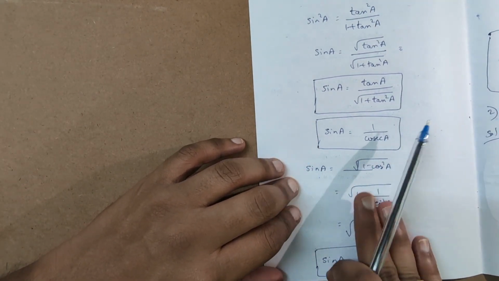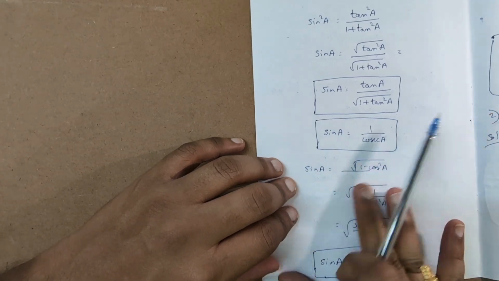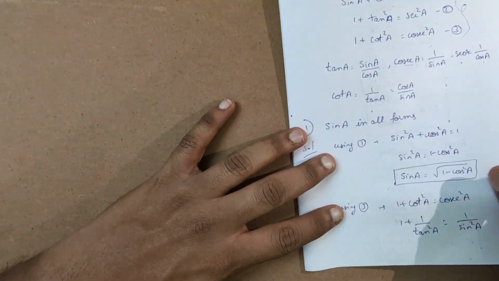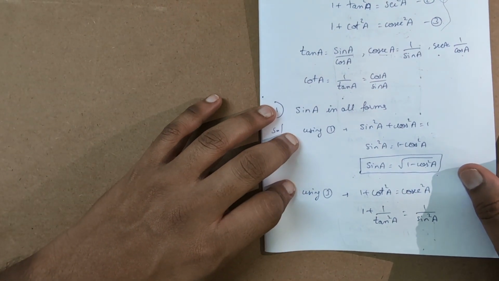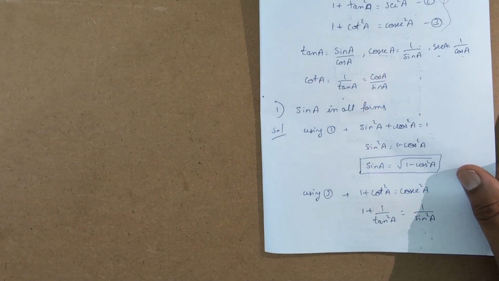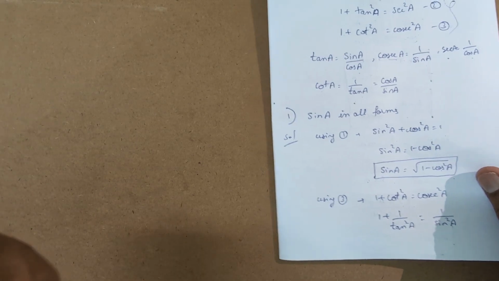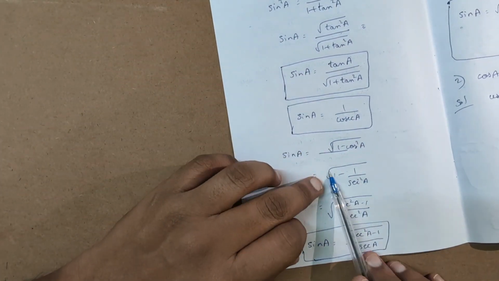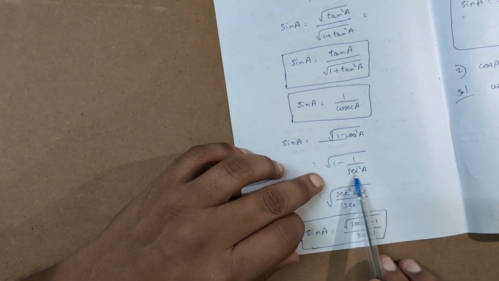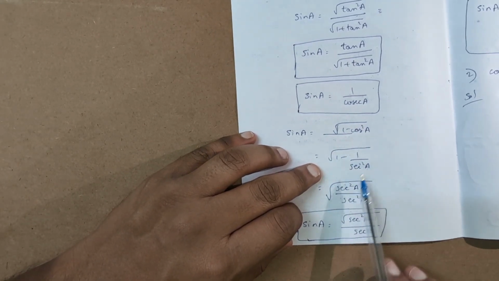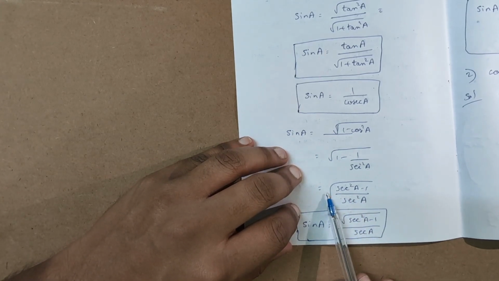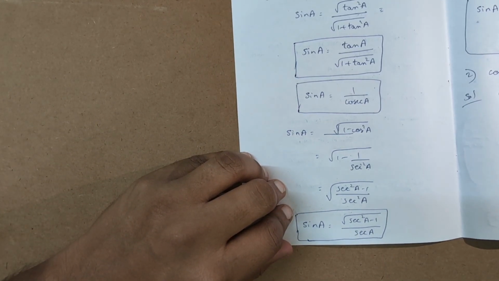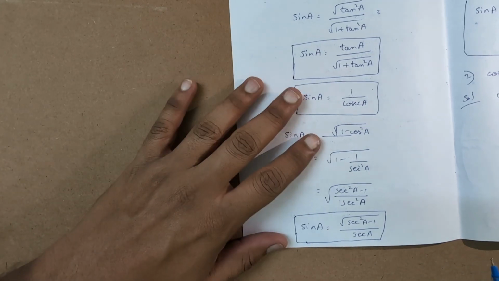Secant, we already know that sin A equal to root of 1 minus cos square A from here. But I already knew that cos A equal to 1 by secant A. So just changing the cos term in terms of secant. So root of 1 minus 1 by secant square A. Taking LCM, secant square A minus 1 by secant square A, square and root of denominator will be cancelled. So sin A equal to root of secant square A minus 1 by secant A.